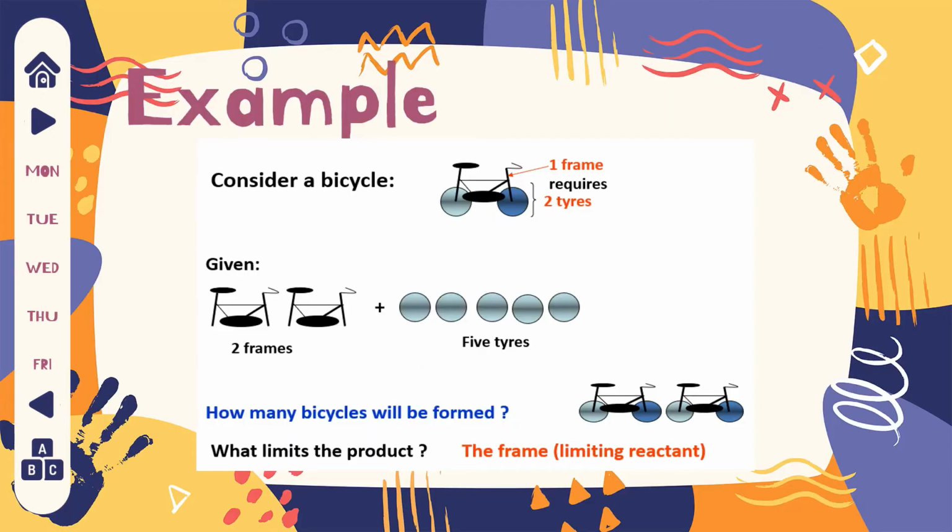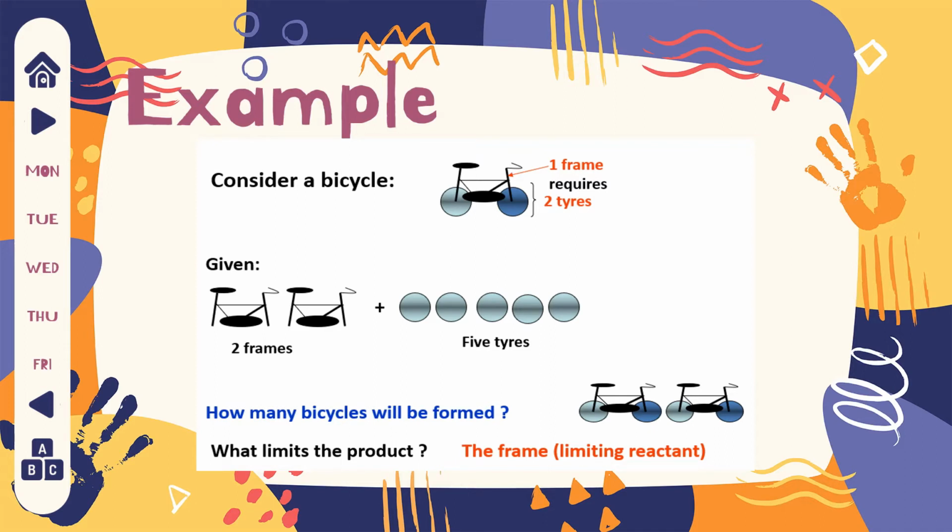Okay. Contoh yang saya ada kat sini, saya ada bicycle. Okay, we have a bicycle. So to make up one bicycle, okay, you need to have one frame and two tires. Let's say given to us 2 frame and 5 tires. So how many bicycle will be formed? So the answer is 2.